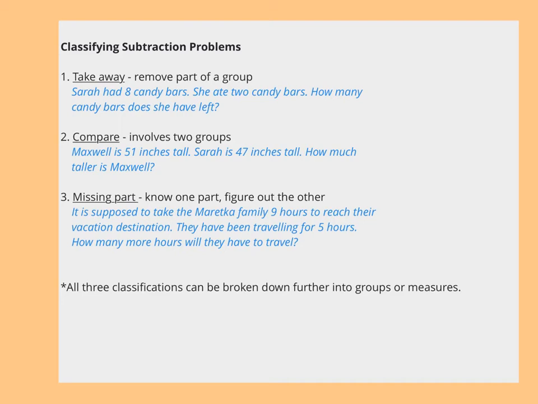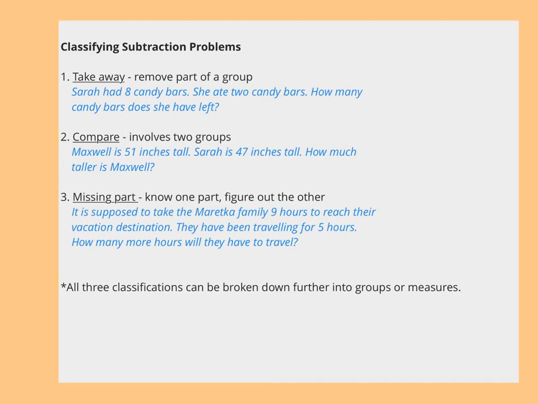In the second type of classification, we have compare, and compare involves 2 groups that we're making a comparison to. So we have Max is 51 inches tall, Sarah is 47 inches tall. How much taller is Max? So with the comparison, it'll be things like how much taller, how much shorter, how much longer.